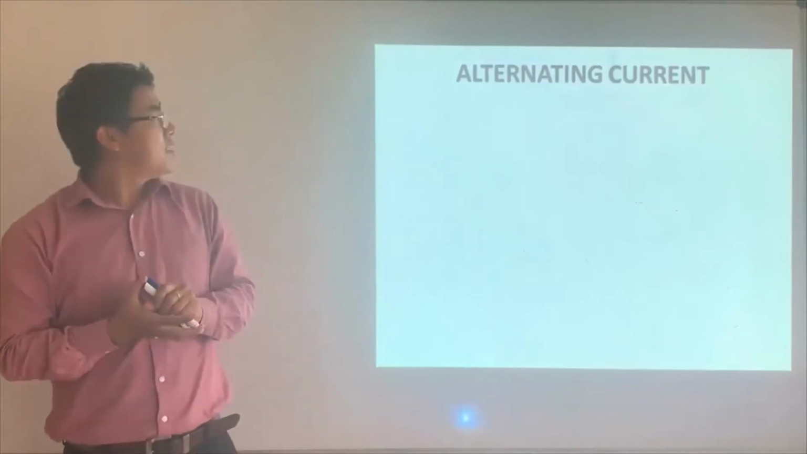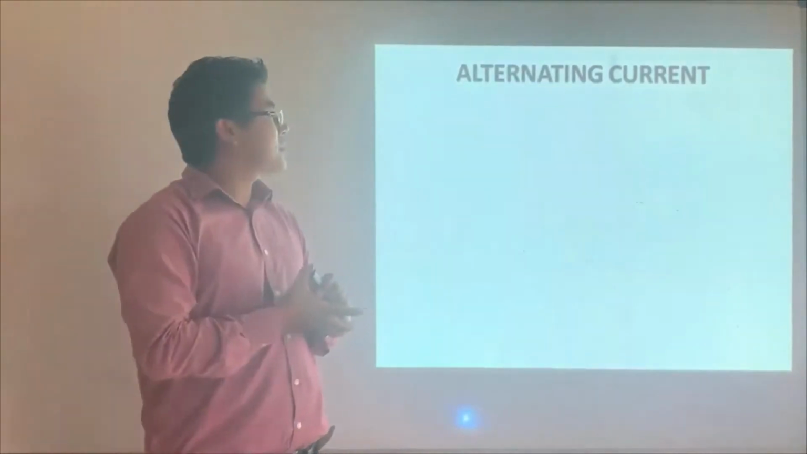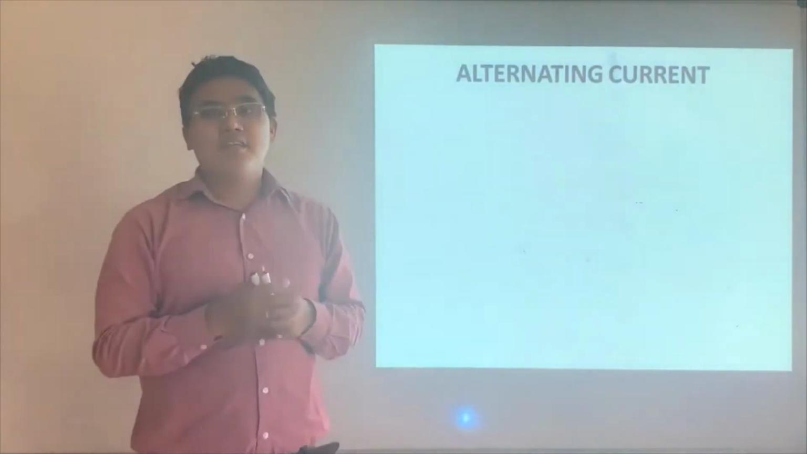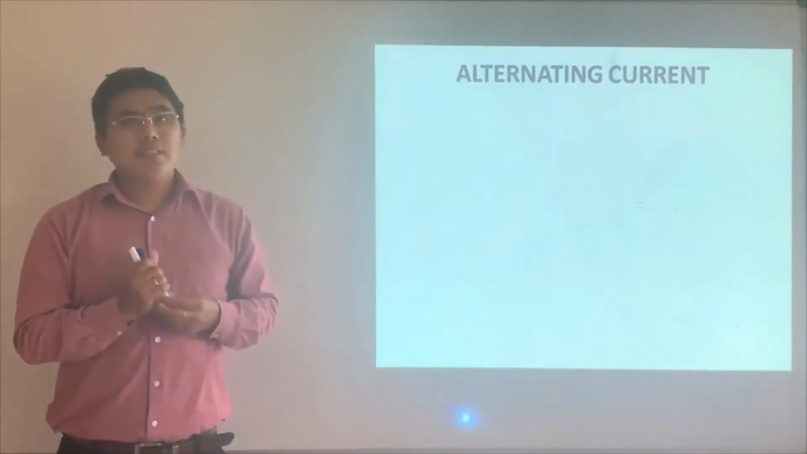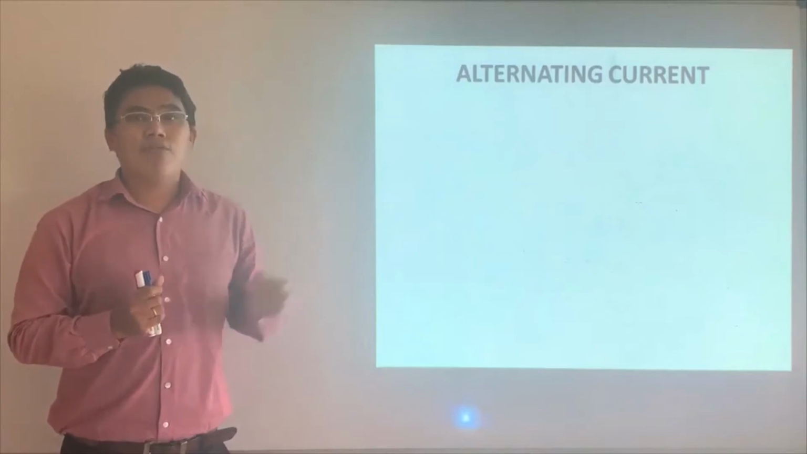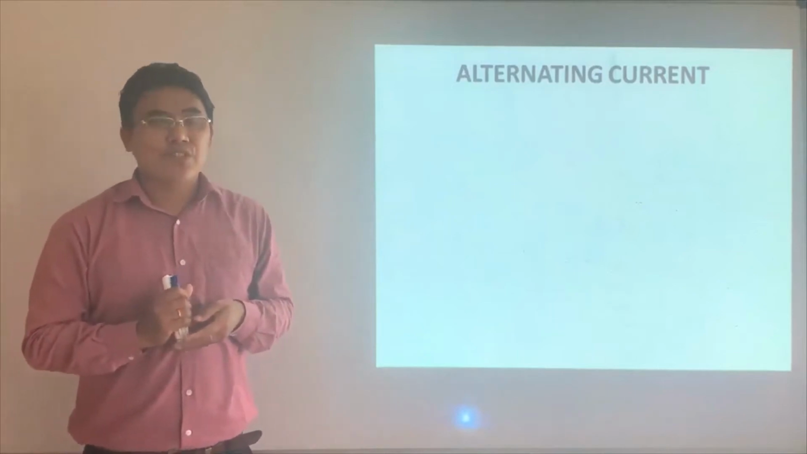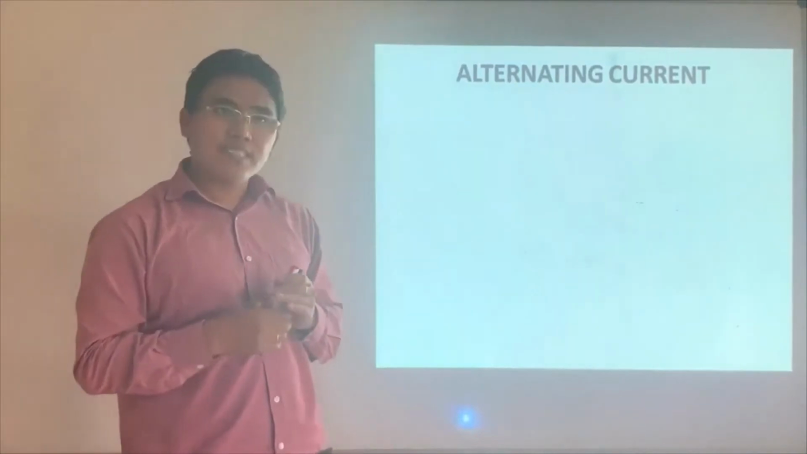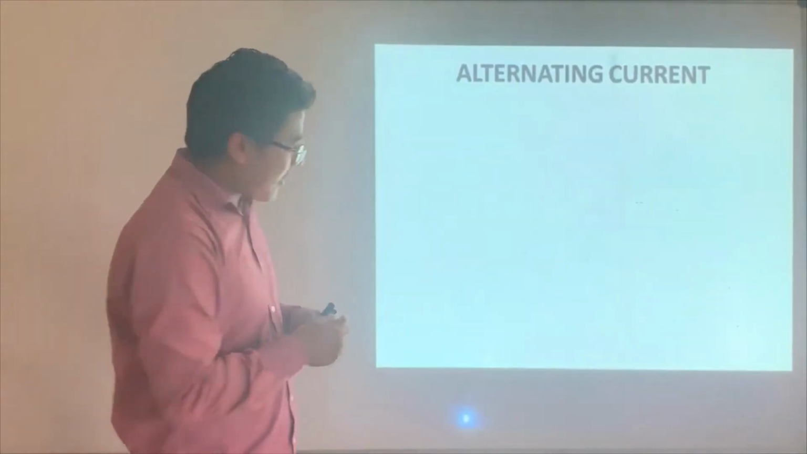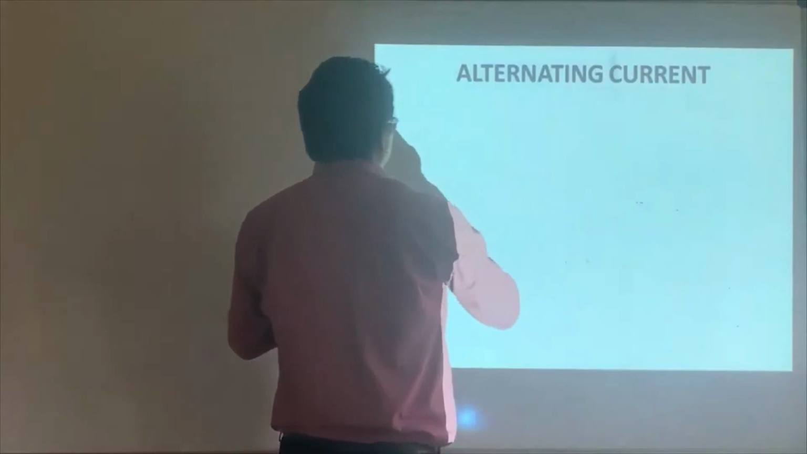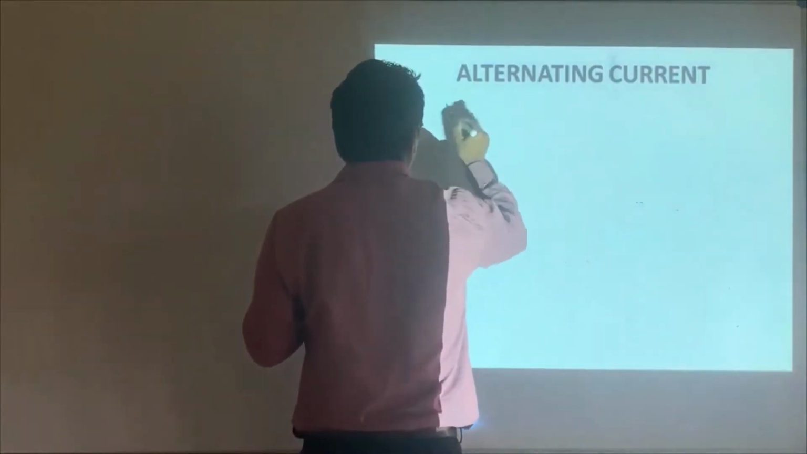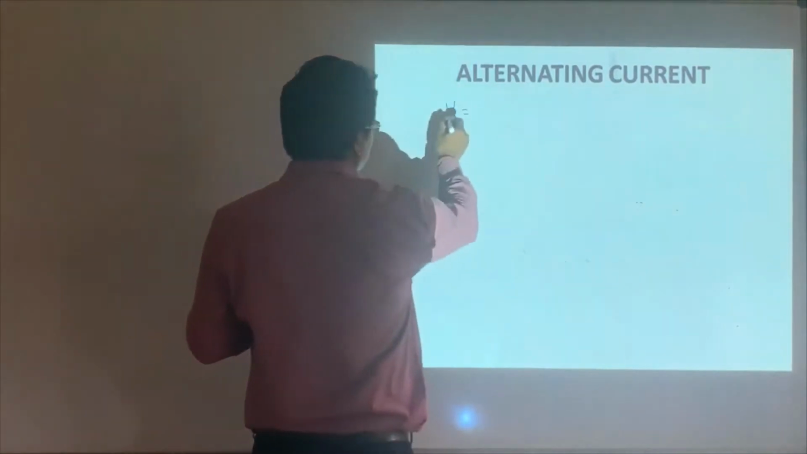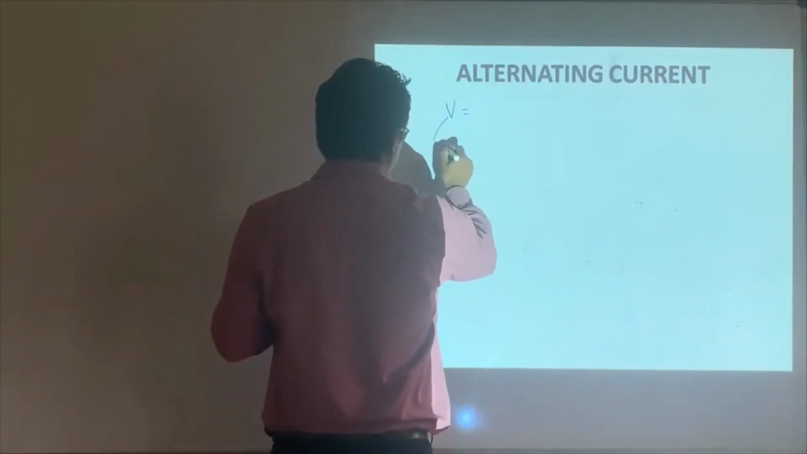Okay everybody, now I'm going to start one new chapter, that is alternating current. This is the result of electromechanical induction. Just now we have finished with the AC generator, right? When we talk about the AC generator, we say that this is an alternating voltage, alternating EMF.